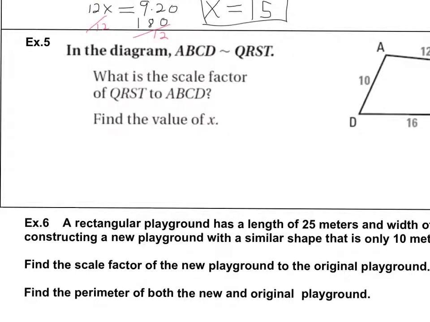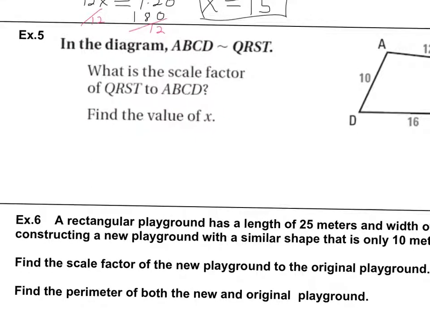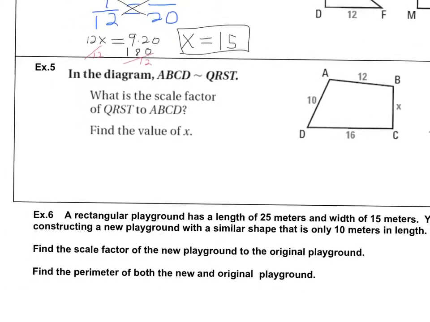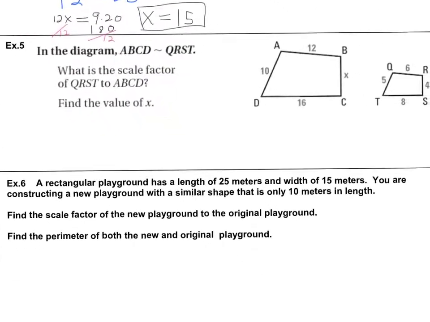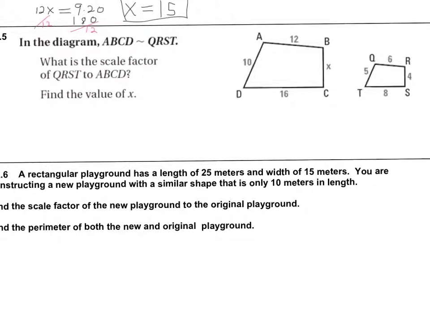Okay, here's another one, number 5. In the diagram, these 2 quadrilaterals are similar, and we want to know what is the scale factor and then what is x. And the scale factor they are giving to us in a certain order. They're saying QRST to ABCD. So that's how you need to set up your ratio. So let's just take one pair of sides that correspond. How about this side 10 and this side 5? Those are corresponding. So we have to go in order, do the Q1 first. So this is going to be 5 over 10. It has to be in that order.